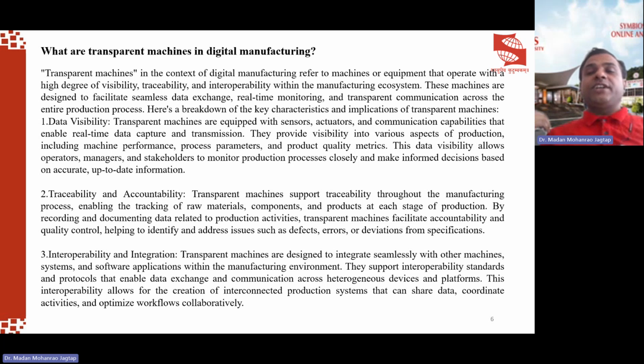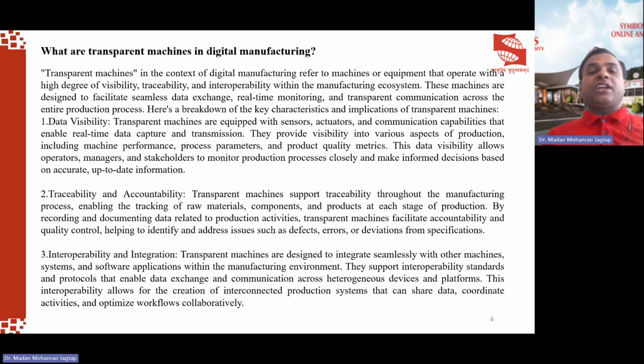They provide visibility into various aspects of production. So we can see, by sitting at one place, what is happening in the production process, including machine performance, how the machine is performing, what the process parameters are and their values, and how they are executing. We can set some process parameters, and the product quality metrics show what the output product is and what the quality of that product is.